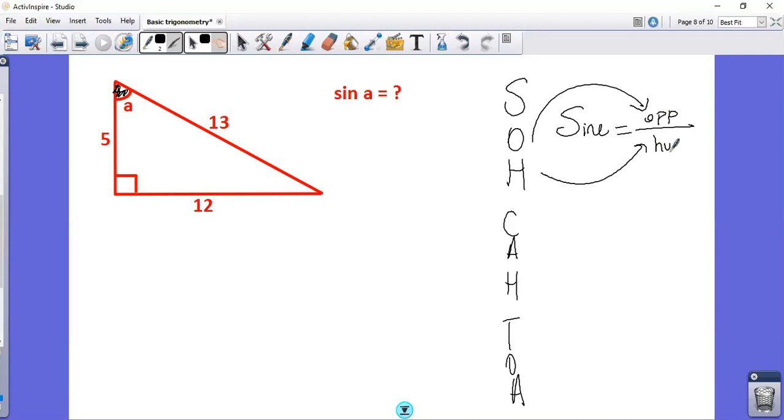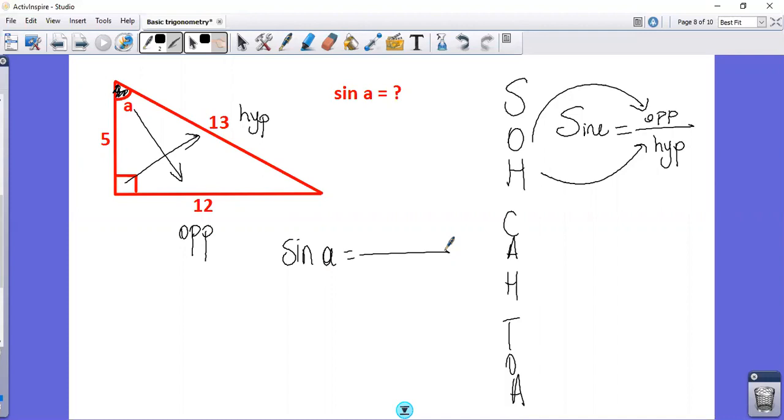So opposite over hypotenuse. All right, so let's look at this triangle. Which side is opposite to angle A? 12. 12 is opposite to angle A. And what is the hypotenuse in this triangle? The hypotenuse is always the side opposite to 90 degrees. So it is 30. The sine of A is the side opposite to angle A, which is 12, over the side opposite to the 90 degrees, which is the hypotenuse. Opposite over hypotenuse is sine of A. Okay, so this is 12 over 30. All right, next one.